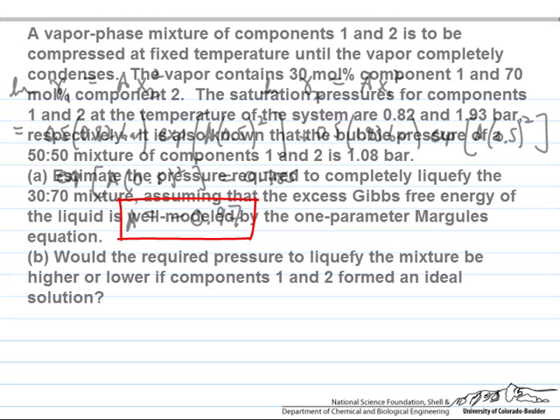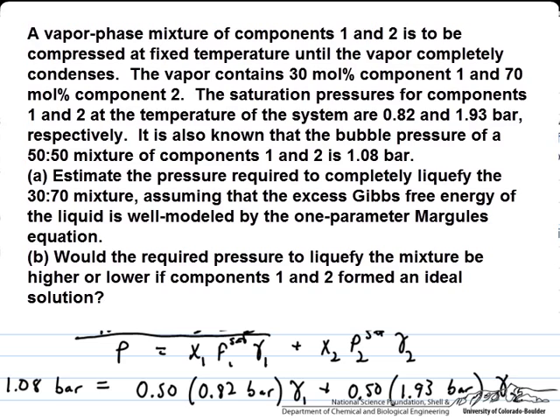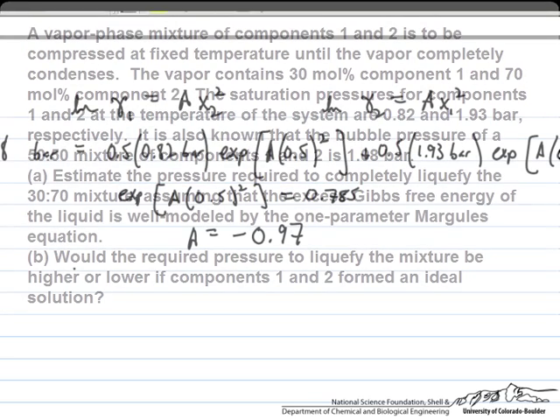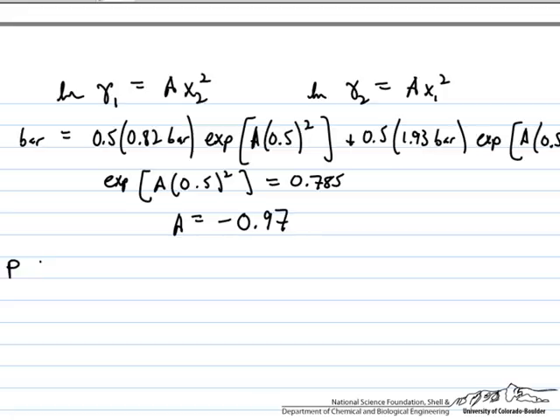Right, now we want to go back, and what the problem actually asks us is to estimate the pressure that we need to completely liquefy that mixture, the 30-70 mixture. And so we now have our activity coefficient model, and we just need to determine what the bubble pressure is for that system. At the bubble pressure, the system composition is equal to the liquid composition. And so we're solving for the bubble pressure, and that's equal to, in this case now, we have 30% component 1 times 0.82 bar.